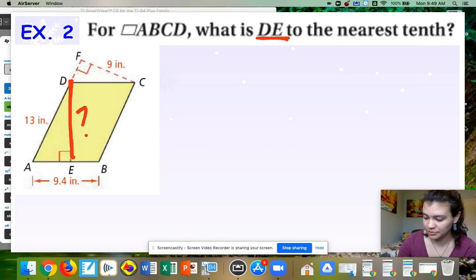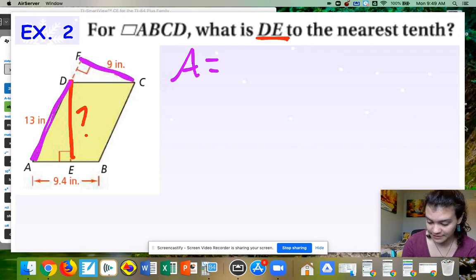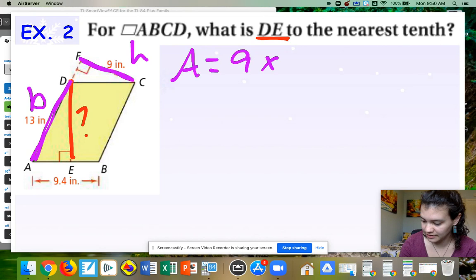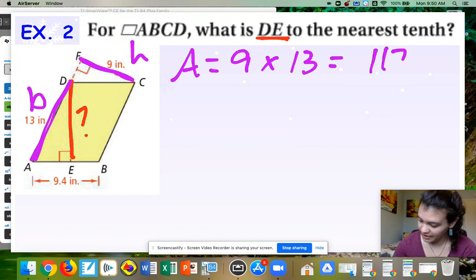So our first step, we'll do it in purple, is to find the area of our shape. So we can't use this red height right here. That's not going to help us. So I'm going to use this height and this base to figure out the area. So this is a height, this is a base, and we'll do 9 times 13. Will give us an area of 117 inches squared.